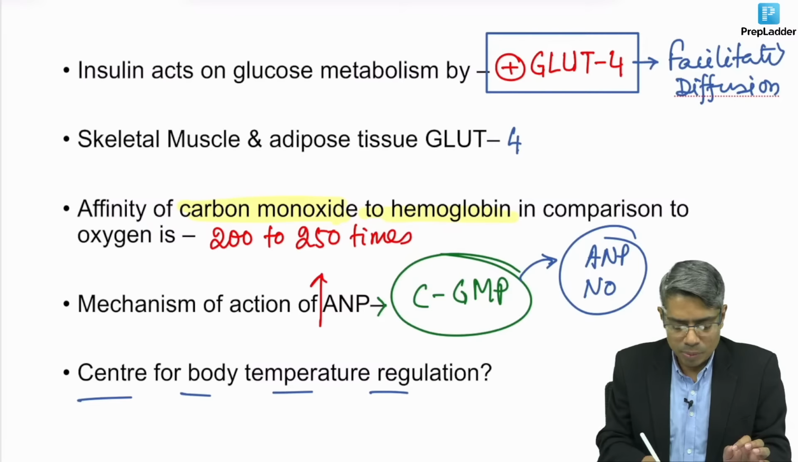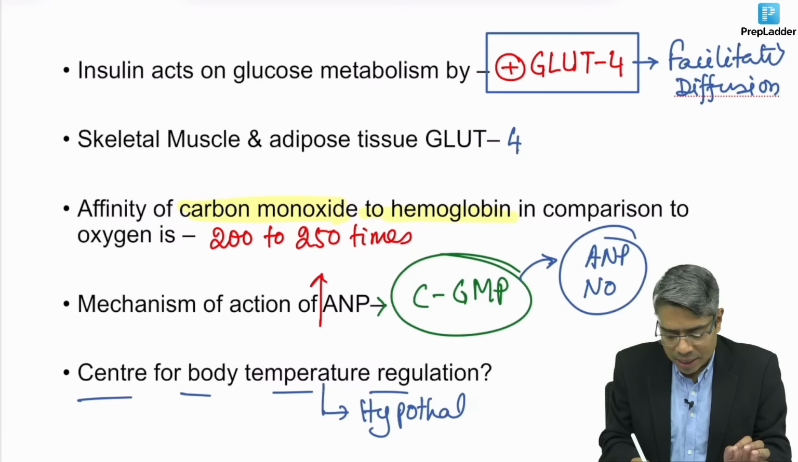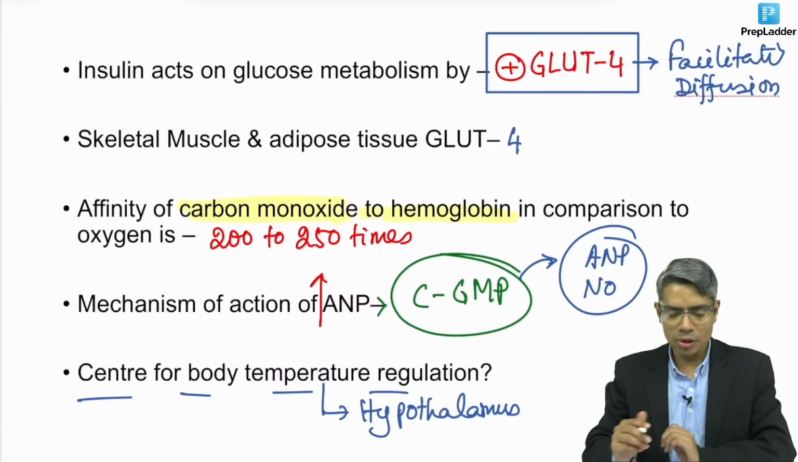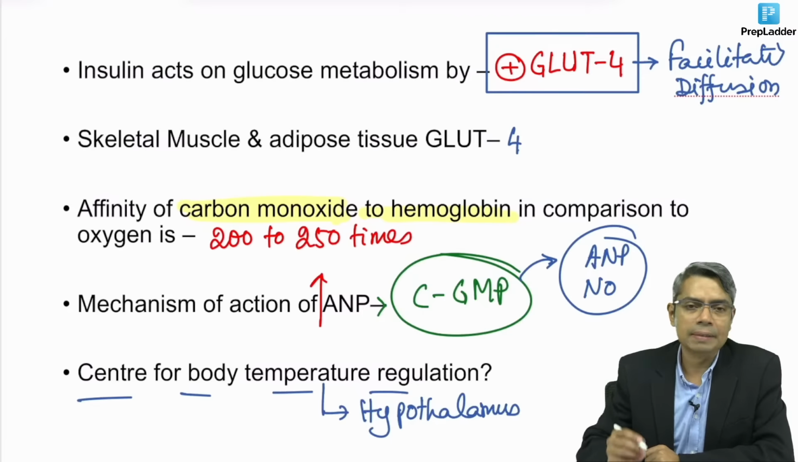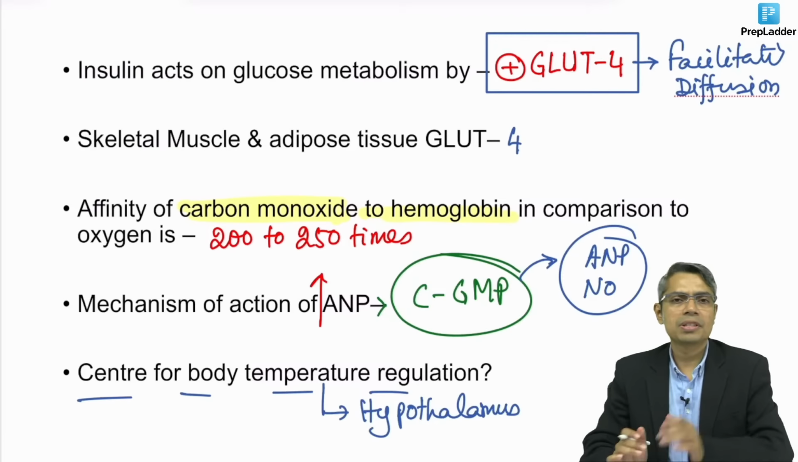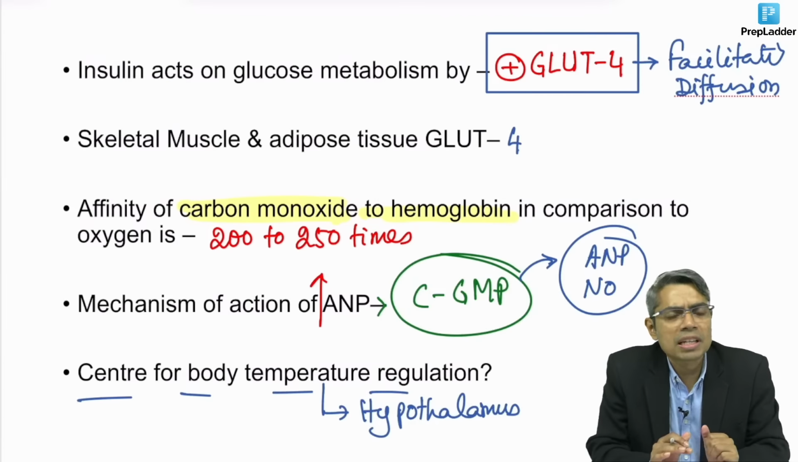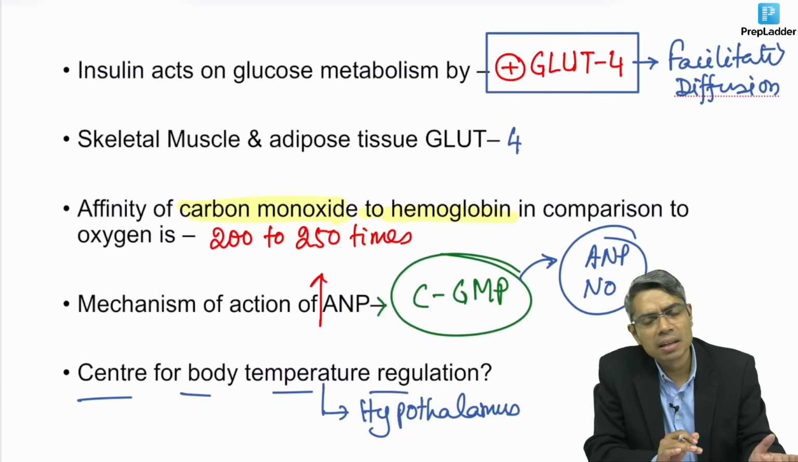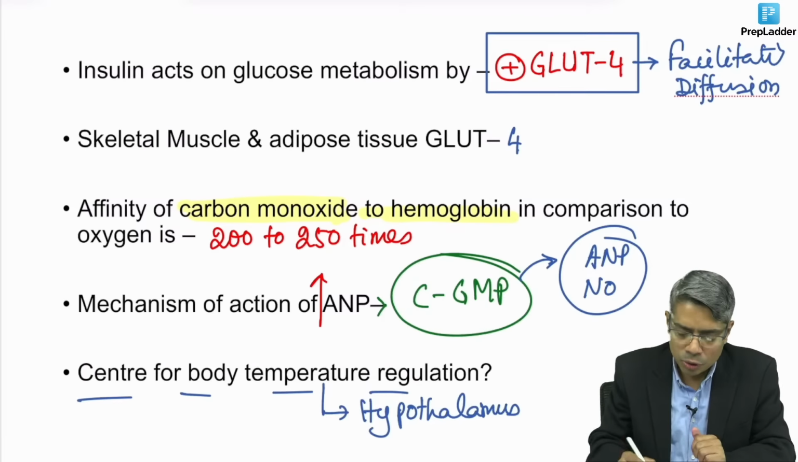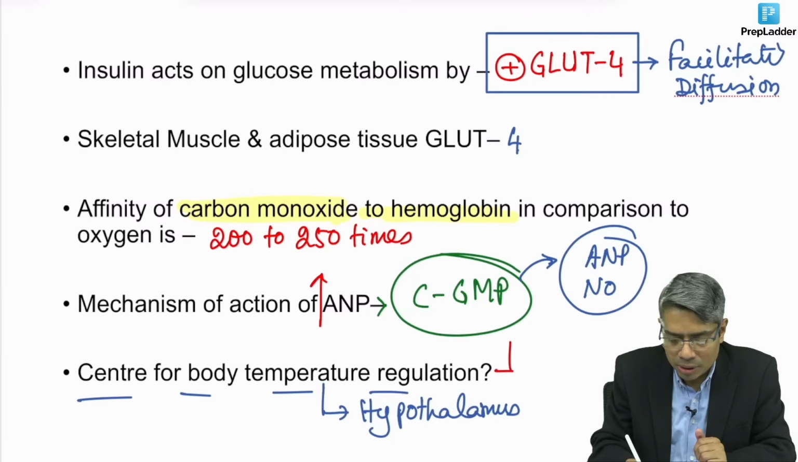Okay. Next, center for body temperature regulation. The main center for body temperature regulation, all of you know, is the hypothalamus. But more difficult questions will be asked from the same topic. Suppose the question is, shivering center is located in which part of the hypothalamus? Anterior, tuberal, posterior part of the hypothalamus. So, what will be your answer? Please remember, this is an important one.